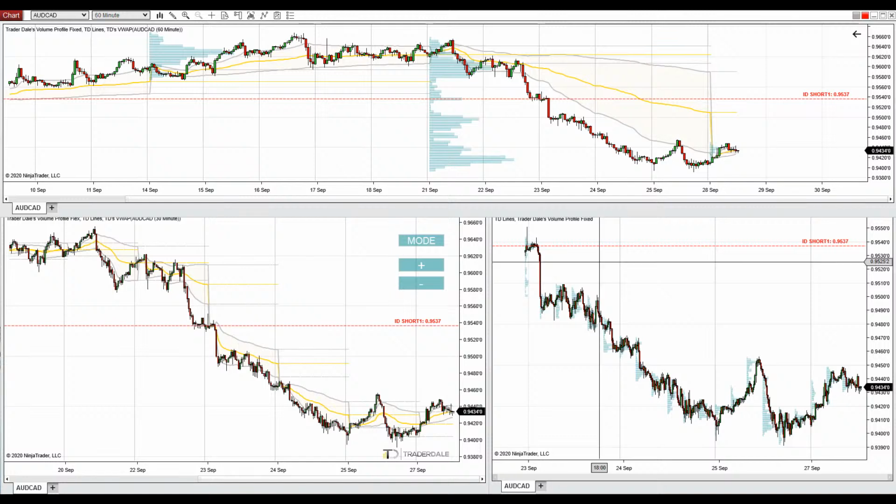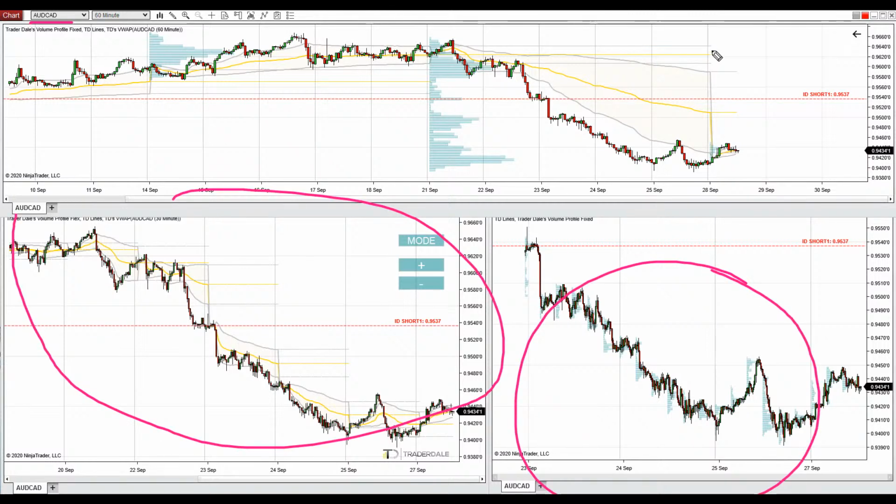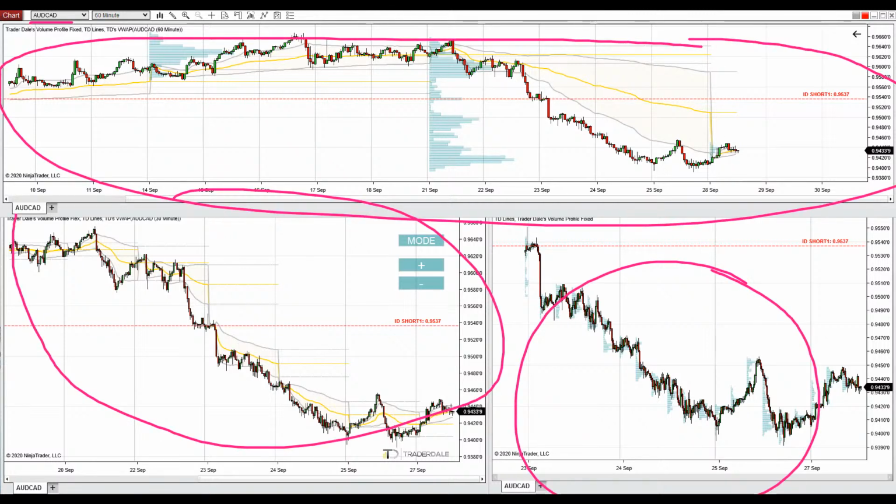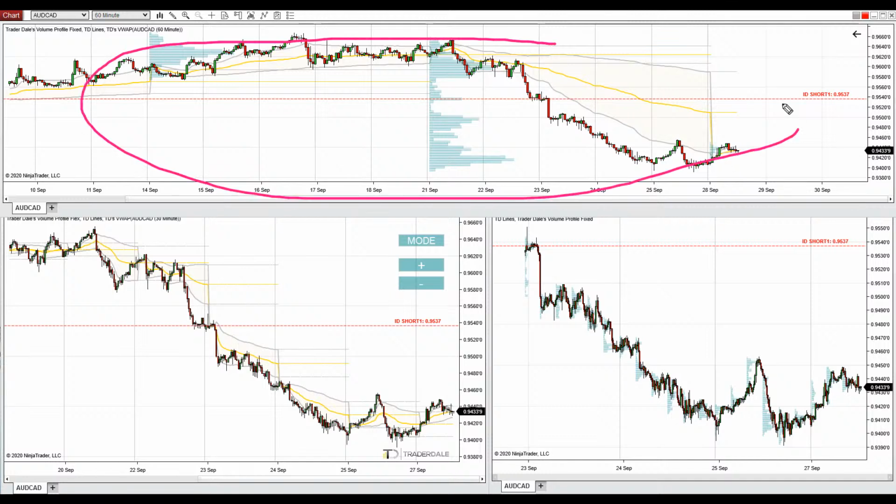Let's first start with Australian dollar, Canadian dollar. What you see on my screen are three charts. They are linked and show the same trading instrument, which is the Australian dollar, Canadian dollar. The chart at the top is a 60-minute chart where I use weekly fixed volume profiles, which means that every week a new volume profile will get printed to show me how the volumes were distributed throughout the whole week.